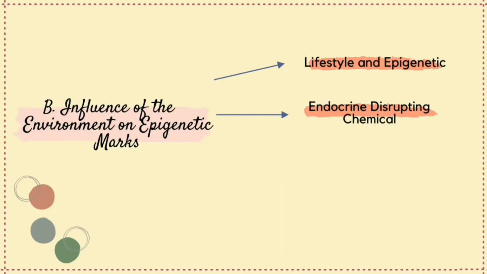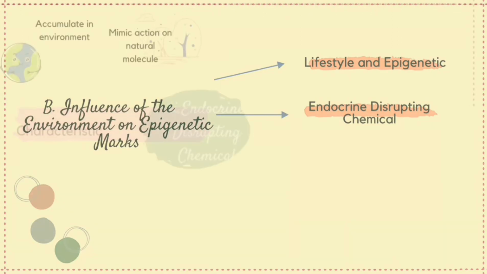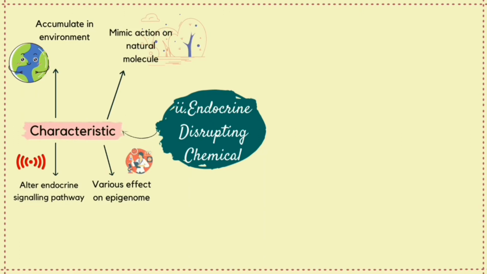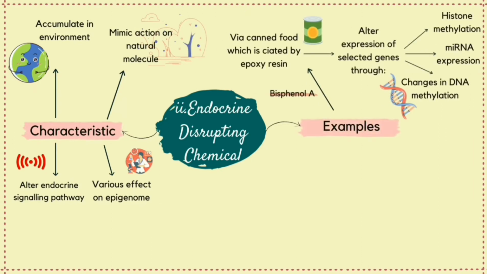The second factor is endocrine disrupting chemicals. EDCs, or endocrine disrupting chemicals, are chemicals that mimic the action of natural molecules. The accumulation of these chemicals will alter the endocrine signaling pathways with various subsequent effects on the epigenome. Examples of EDCs include BPA. BPA is used in the manufacture of epoxy resin. It is commonly consumed by humans through the consumption of canned foods.